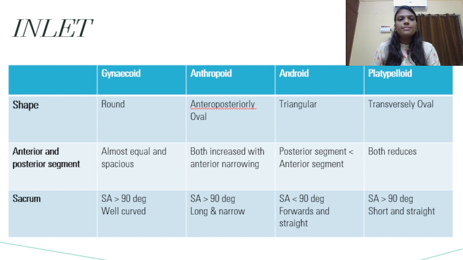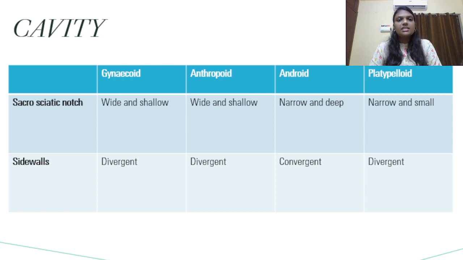Whereas in anthropoid pelvis it will be more than 90 degrees but it will be long and narrow. Whereas in android pelvis the sacral angle will be less than 90 degrees. In platypelloid again it will be more than 90 degrees but it will be short and straight. These are the 3 points where you should know the differences in the 4 types of pelvis for the pelvic inlet.